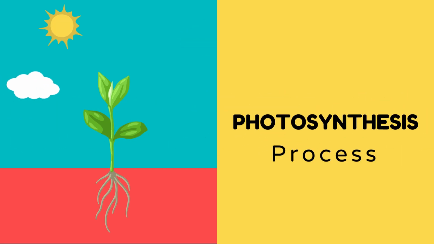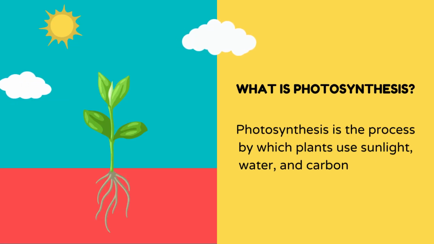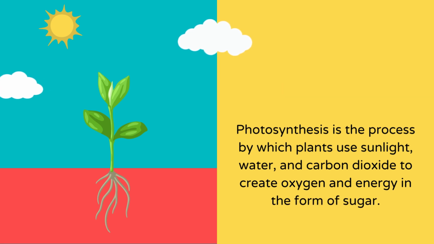Today, we will learn the photosynthesis process. What is photosynthesis? Photosynthesis is the process by which plants use sunlight, water, and carbon dioxide to create oxygen and energy in the form of sugar.